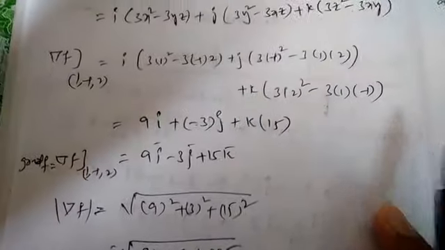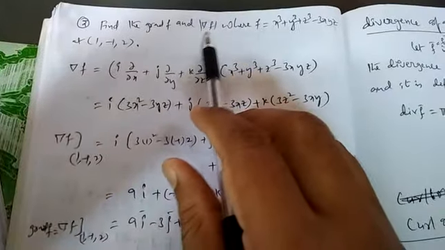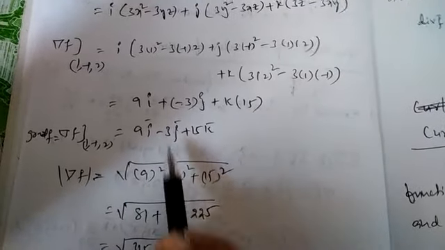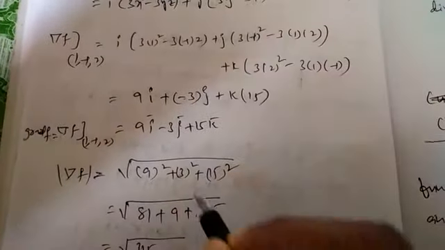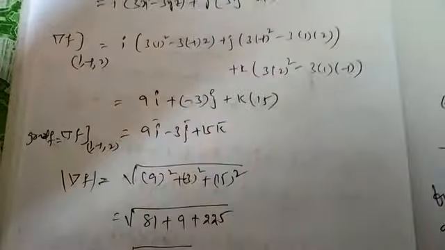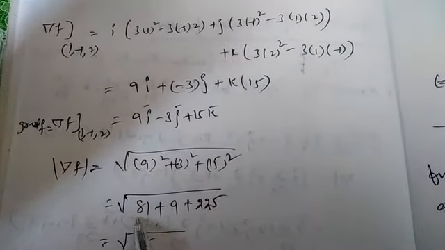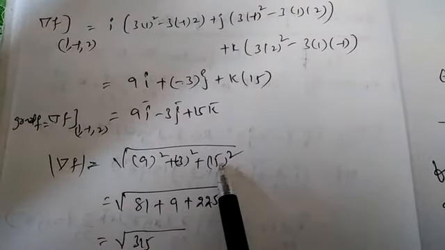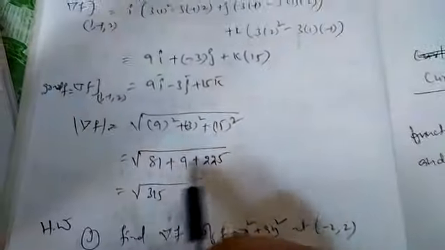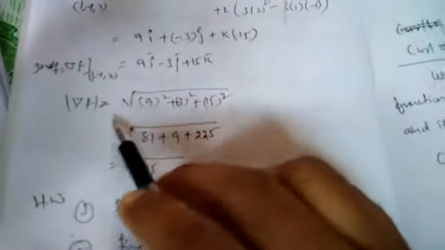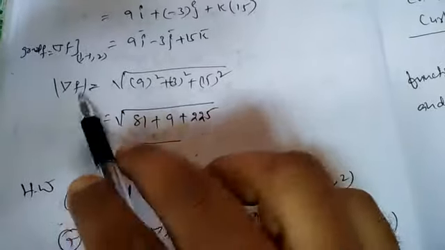Next we're going to find the mod. The mod is root of 9 square plus (-3) whole square plus 15 square. Now 9 square is 81, plus 3 square is 9, plus 15 square is 225. Now sum it, you get root 315. This is the way to find the gradient of f and the mod of the gradient of f.